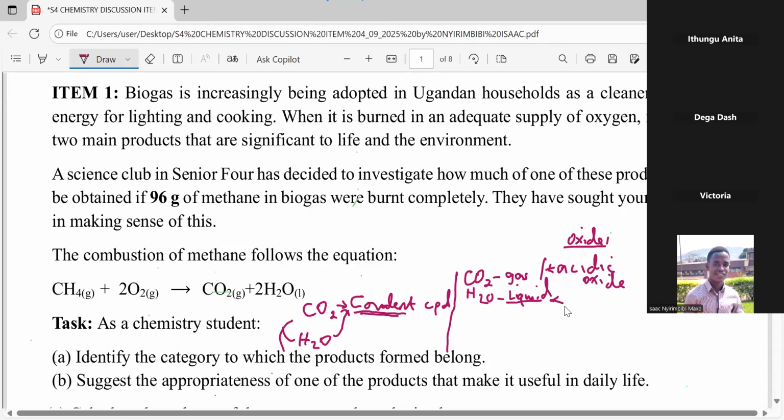Do we have a category where we say oxide of carbon, oxide of iron? All those oxides are categorized into four. Either it is acidic, basic, amphoteric, or neutral. By the way, which oxide is water? Water will be which oxide?